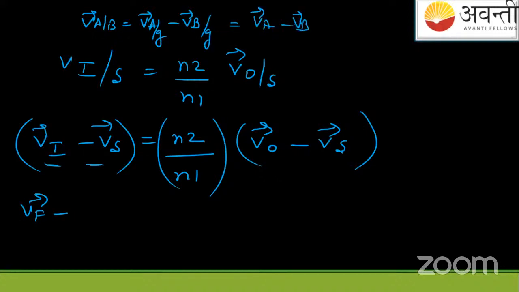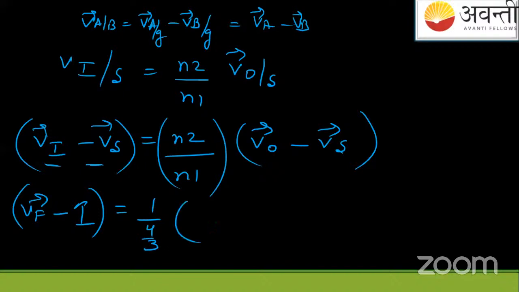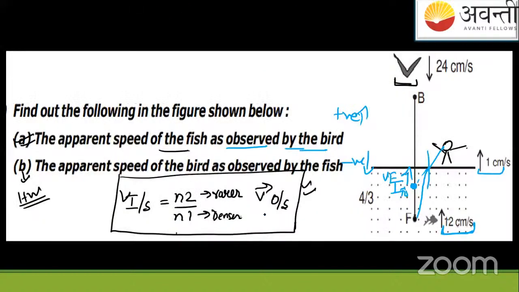Last point, students, just wait. Minus 1 equals N2. N2 is the rarer medium, that is air. N1 is the denser water, 4/3. The object is the fish, because we are observing the fish. The first part is the apparent speed of the fish.